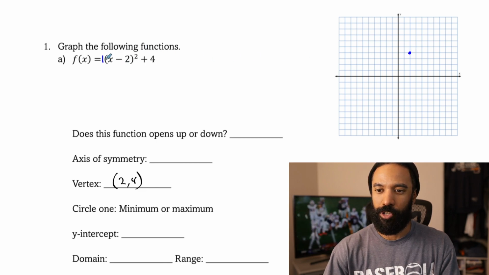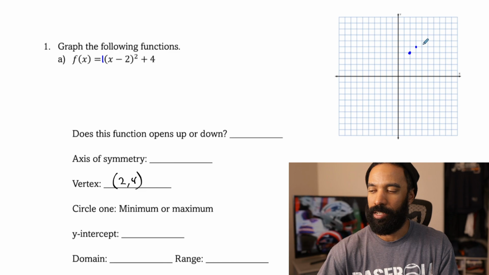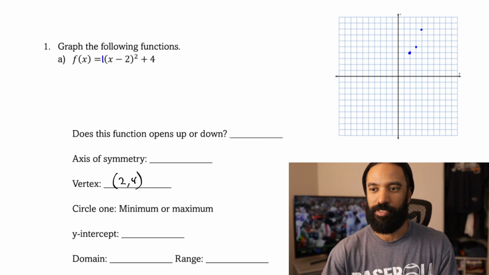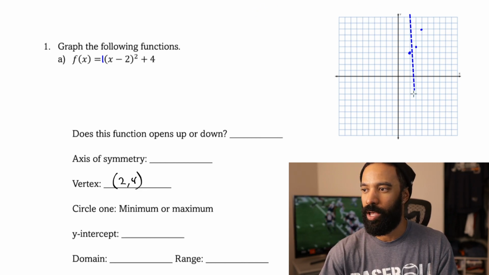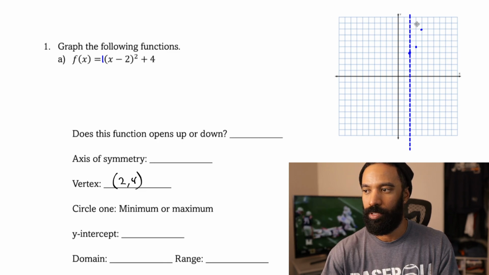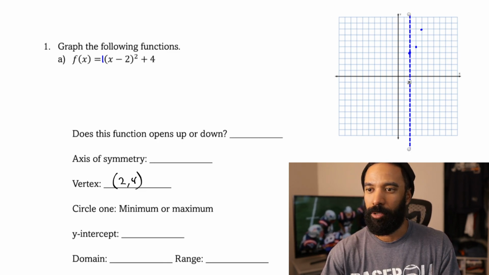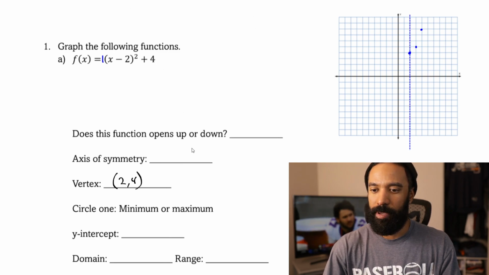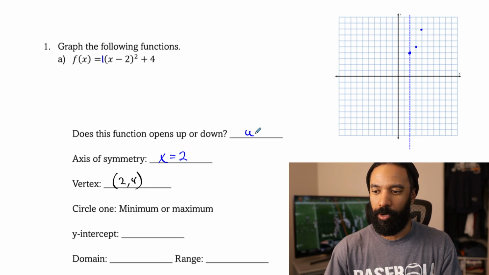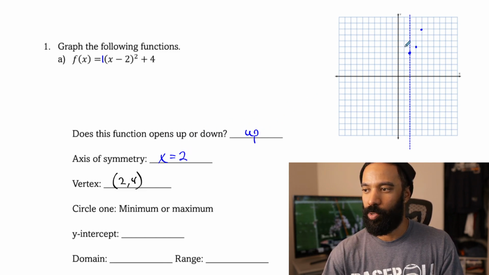And my stretch factor is 1. It's a positive 1. So from here I can go over 1, up 1, over 2, up 4. 1, 2, 3, 4, like so. Now, I also have an axis of symmetry, and this is something that they ask about, so I'm going to go ahead and get that provided for you as well. Here's the axis of symmetry. It is at the line x equals 2. And this graph opens upward, by the way. Now, with this axis of symmetry, I can reflect these points across right here and right there.